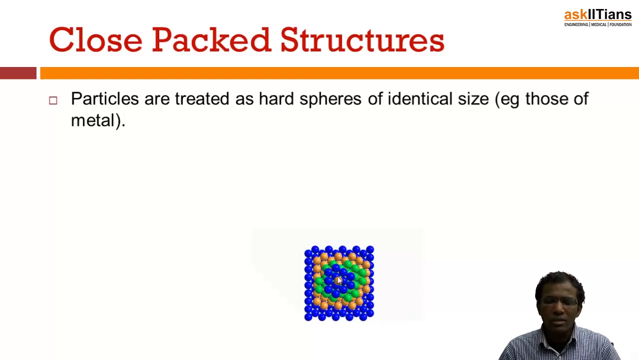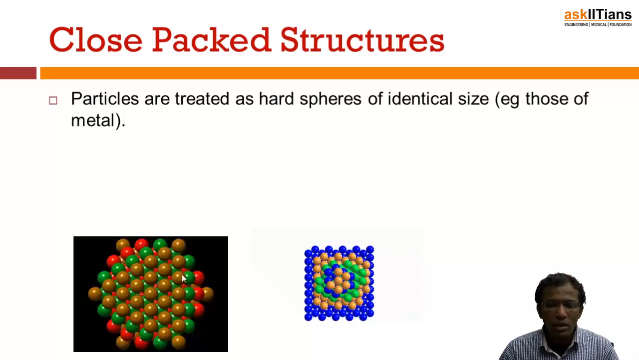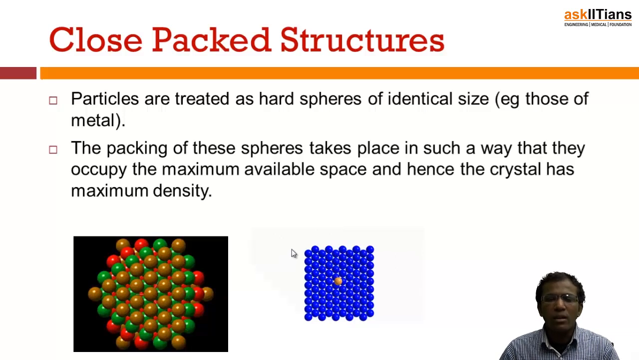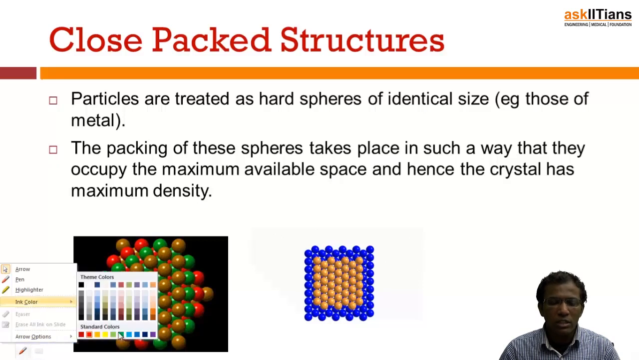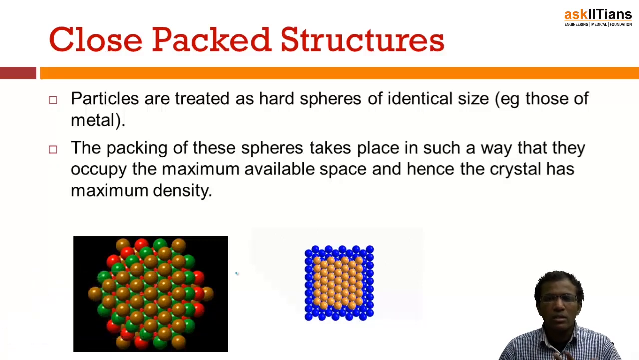Okay, let's understand more about it. Here also, what is shown is a close packed structure. The packing of these spheres takes place in such a way that they occupy the maximum available space, and hence the crystal has maximum density. That's why these structures are known as close packed structures.